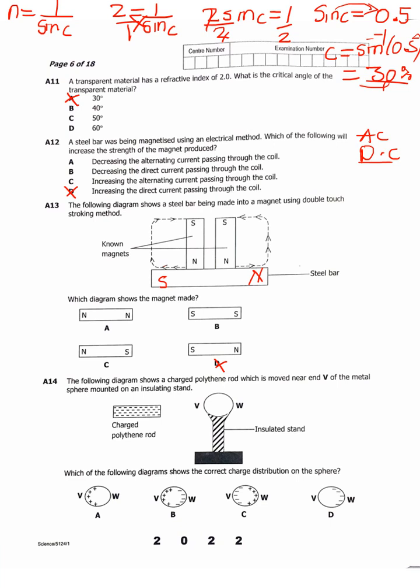Okay, let's move on to question 14. The following diagram shows a charged polyethylene rod which is moved near end V of the metal sphere mounted on an insulating stand. So here we can see this insulating stand. This metal V is neutral, so the protons and the electrons are distributed evenly. Now if we bring this rod closer, what will happen?